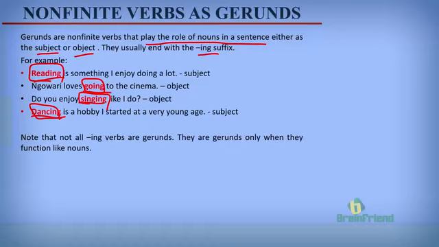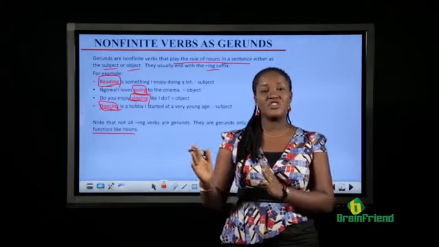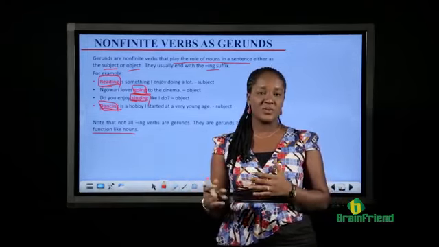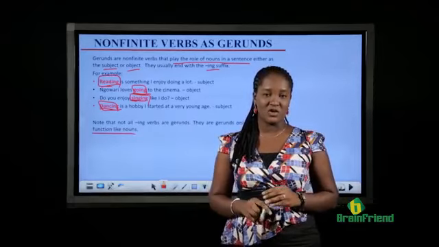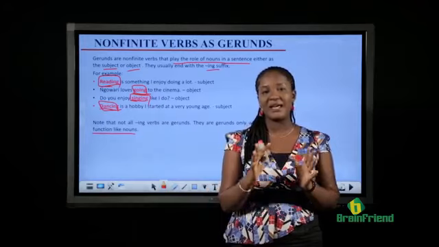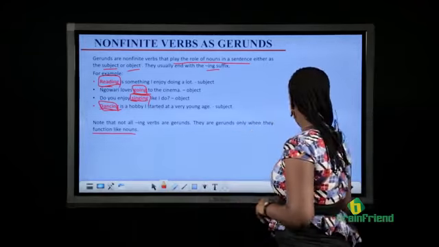Now note that not all ing verbs are gerunds. They are only gerunds when they function like nouns. You don't always find ing verbs as gerunds. Most times, ing verbs express a progressive or continuous tense, but they are only gerunds when such verbs play the role of nouns in sentences.